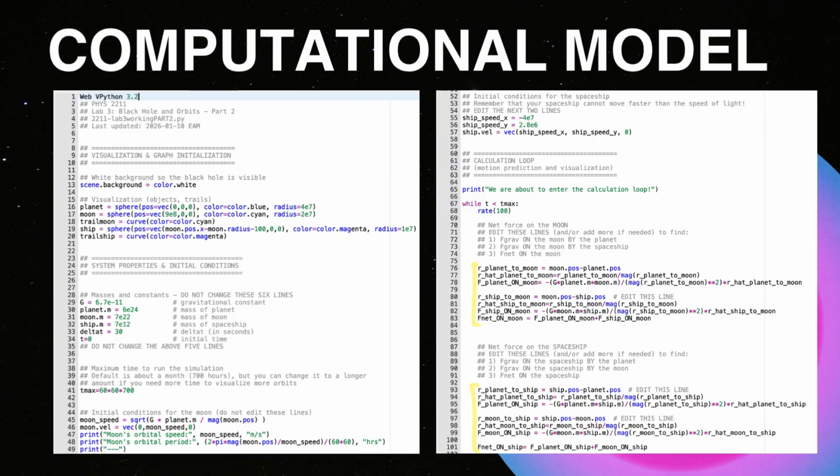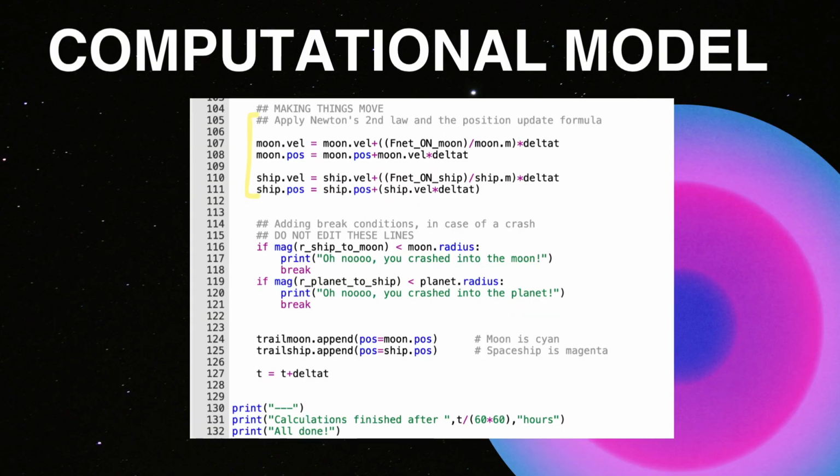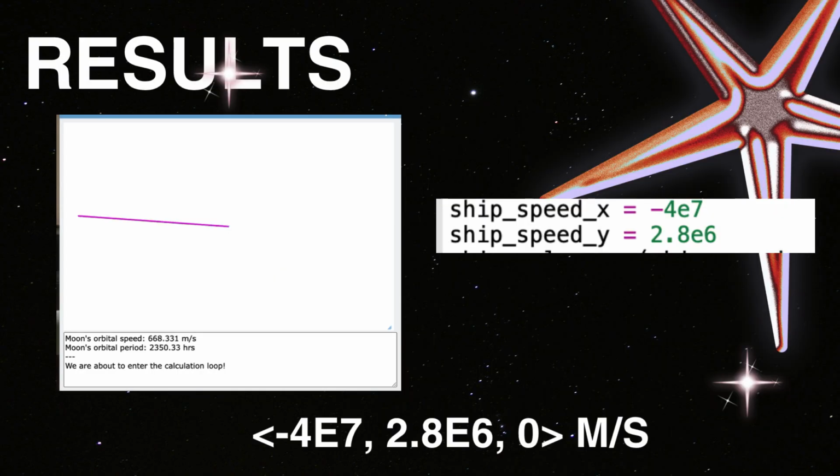Similarly, a lot of this computational model remained the same from the copy and pasted model, but the things in yellow were things that I changed. Just some net forces on the moon and some net forces on the spaceship had to be altered in order to get the final result. And then here I had to update Newton's second law and the position update formula. And this was the ship speed and the final result.